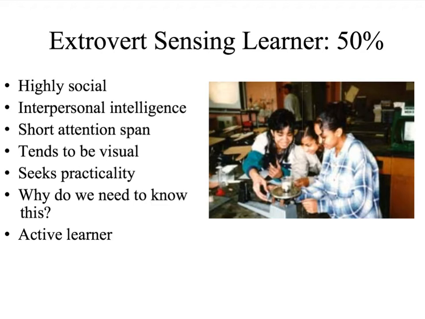So let's start with extrovert sensing, which tends to represent about 50% on average of the students in your class. These are the students who have a lot of energy, they're highly social, they enjoy cooperative learning kinds of activities, high degrees of interpersonal skills. They tend to have very short attention spans. They can't sit there and listen to you talk for an extended period of time. They tend to enjoy visual kinds of activities and look for practical applications. These are the students that are always saying, so what, and why do we need to know this?